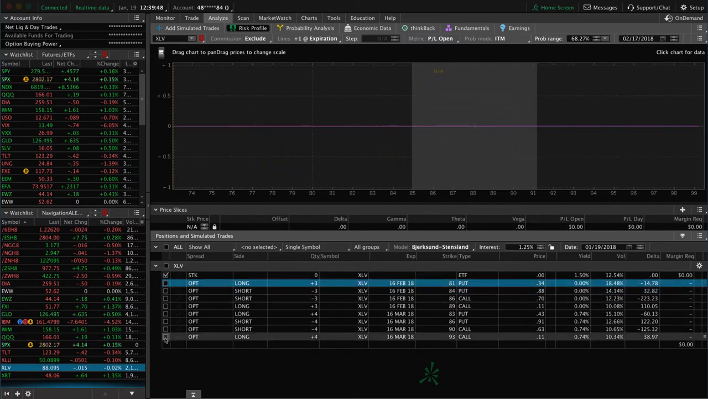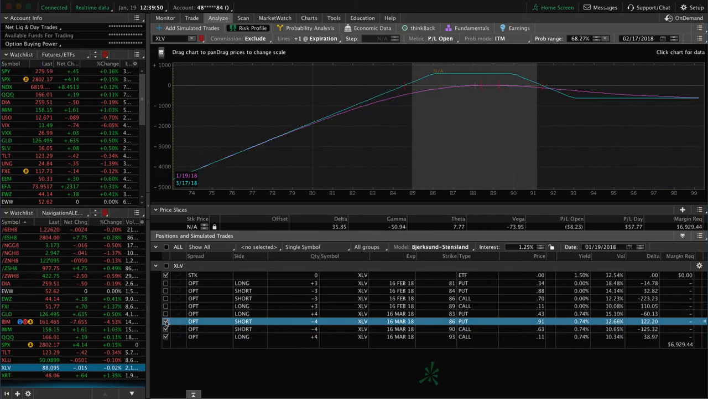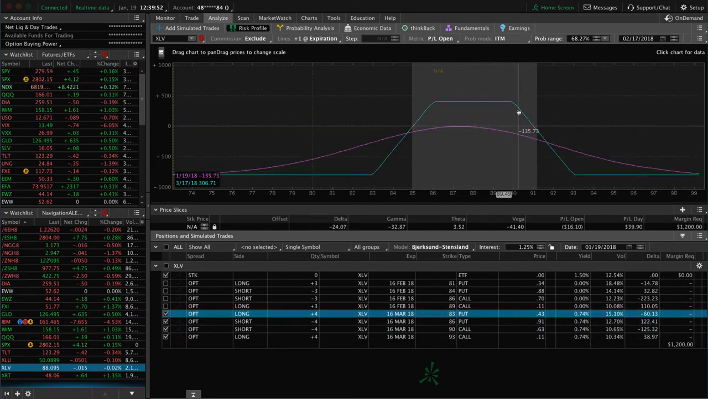And then the alert I just mentioned, the XLV iron condor that we just added right here, not much movement yet. So just waiting for some time decay and theta to decay in those options.